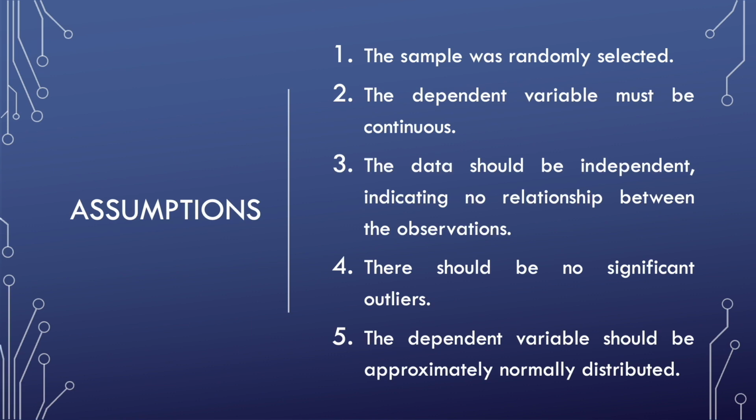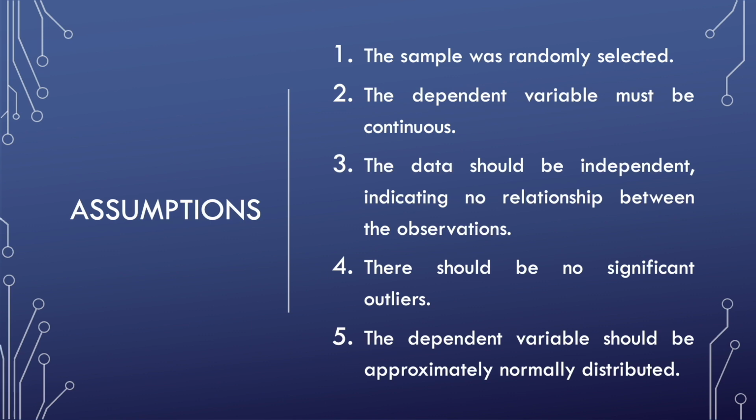Number 3, the data should be independent, indicating no relationship between the observations. Number 4, there should be no significant outliers, so we can check that using a box plot. And finally, the dependent variable should be approximately normally distributed, so we can check this using the Shapiro-Wilk test.